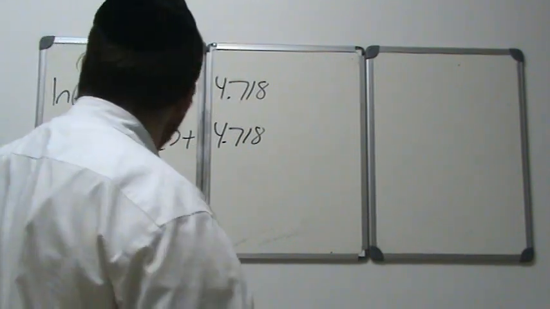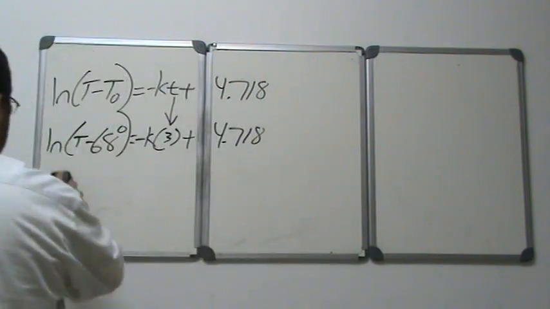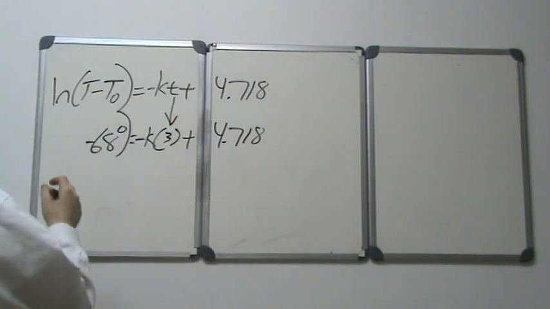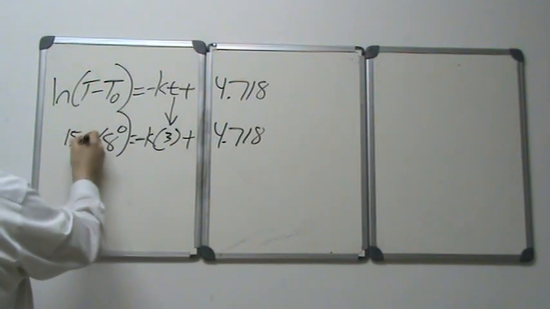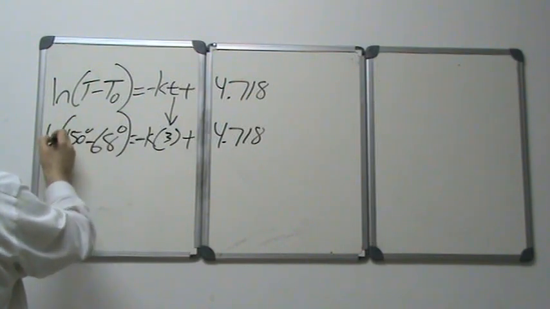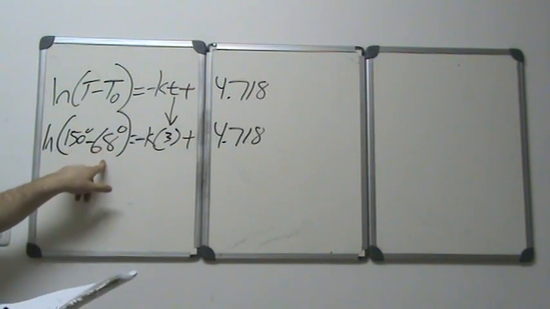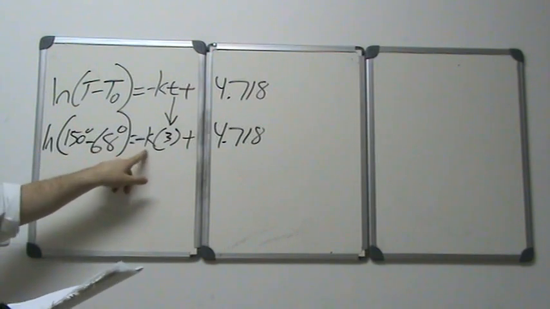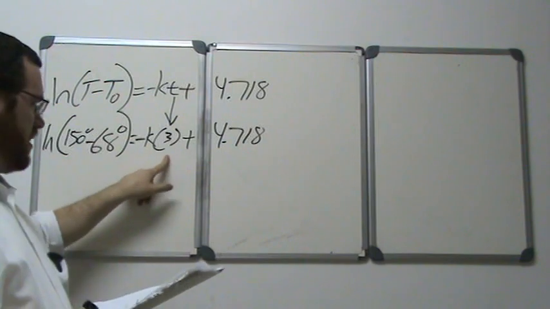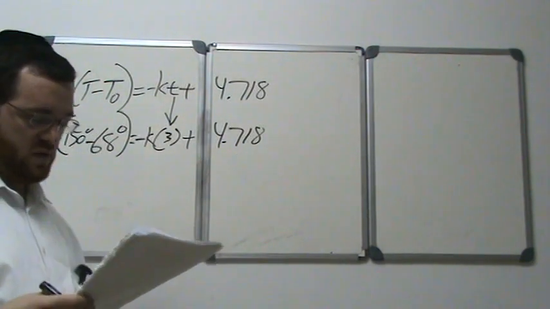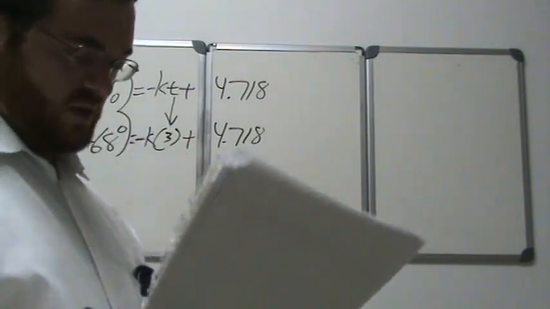So we're going to erase the T. I'm going to erase this in order to make some room. So it's the natural log of 150 minus 68 is equal to negative k times 3 plus 4.718. So let's put this all together.